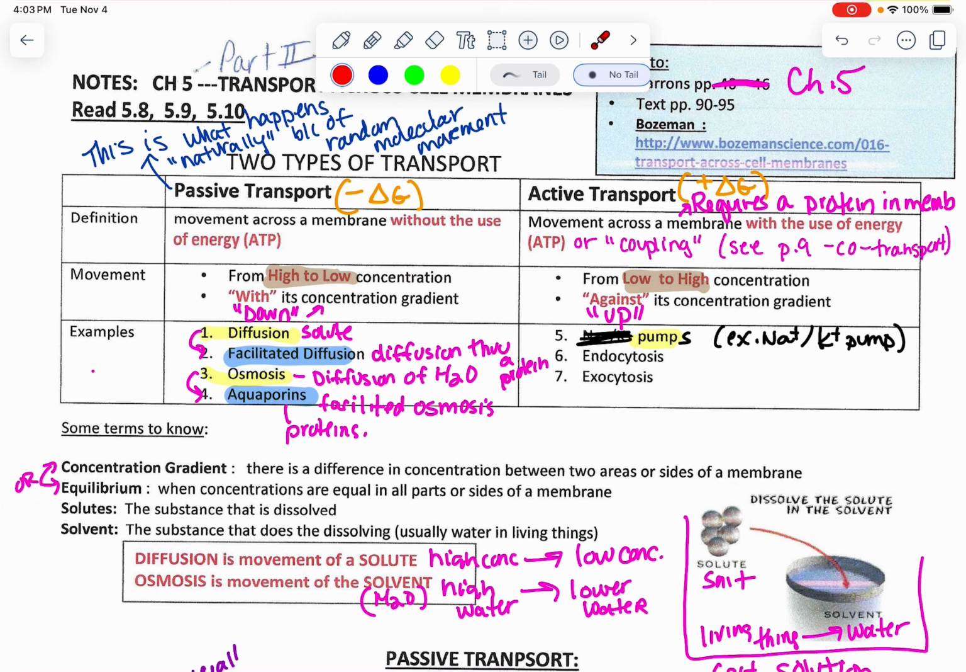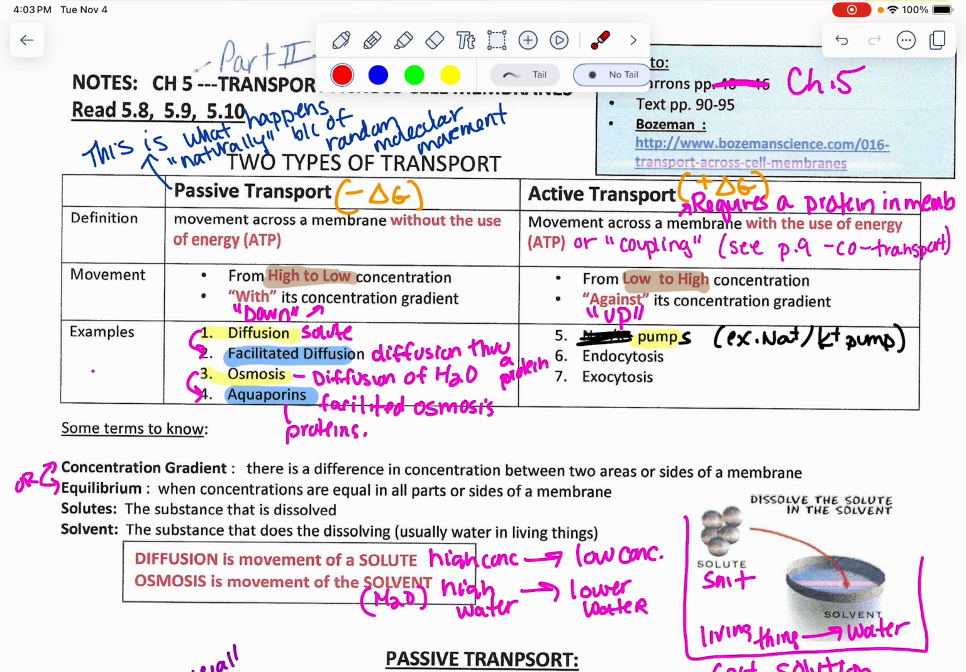And we're going to talk about transport, how molecules move into or out of cells across membranes in general. But that's going to include not just how they move in and out of cells, but just kind of general molecular motion. So you'll see here first, we have two types of transport: passive transport and active transport. Passive transport is a negative delta G, which if you remember what that means, it's not requiring energy, it's actually releasing energy. It's like a downhill reaction.